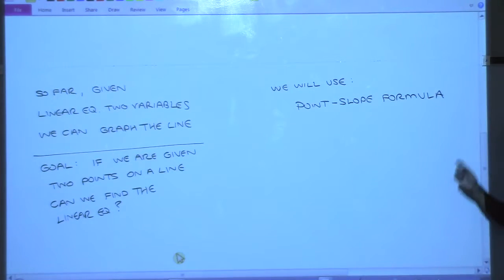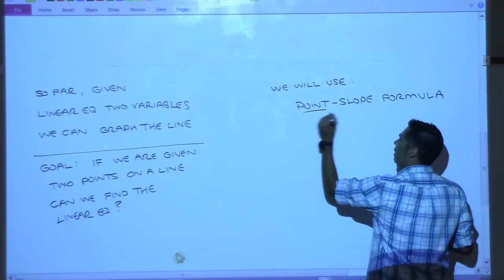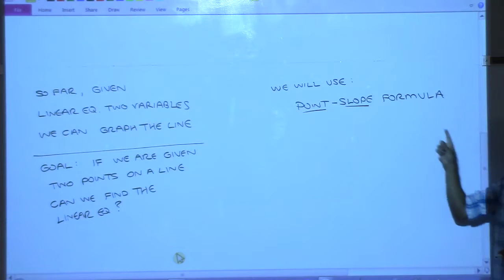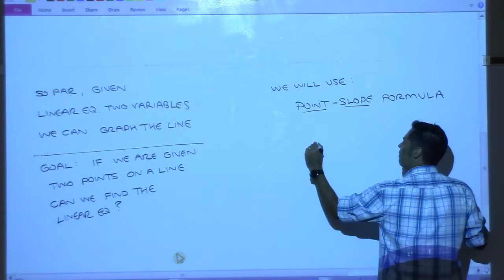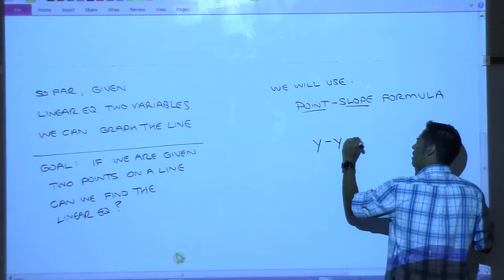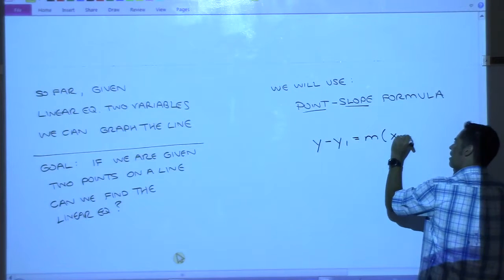All right, so this formula I'm about to put up here is called the point slope formula. The reason it's called the point slope formula is because you can use it if you know a point and if you know the slope of the line. If somehow you know those two things, you can come up with the equation of the line. So here's the formula: y minus y1 equals m times (x minus x1).